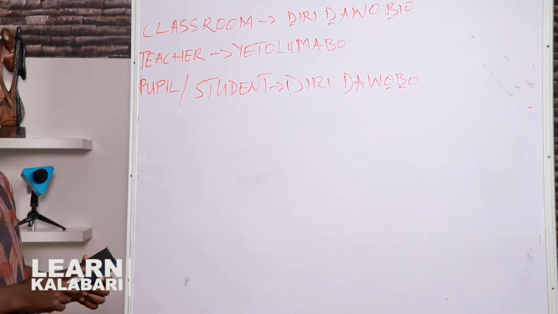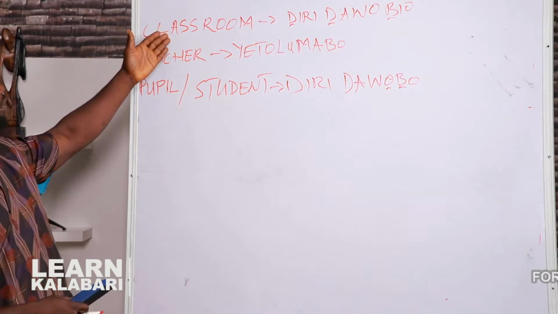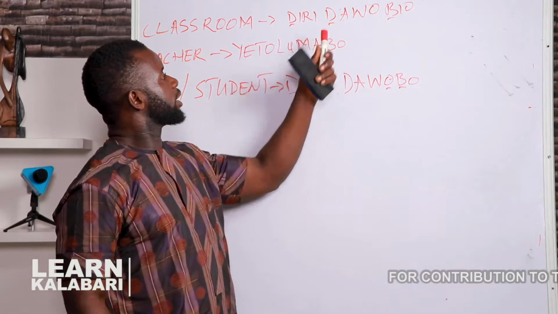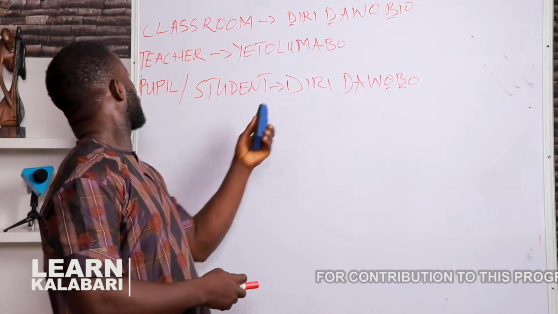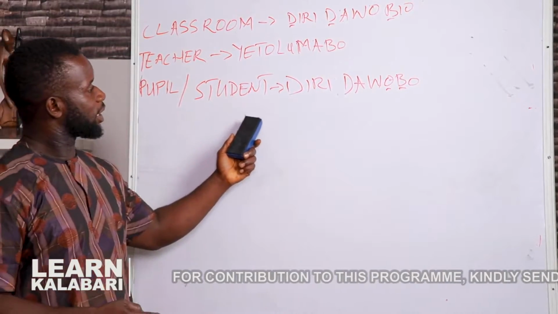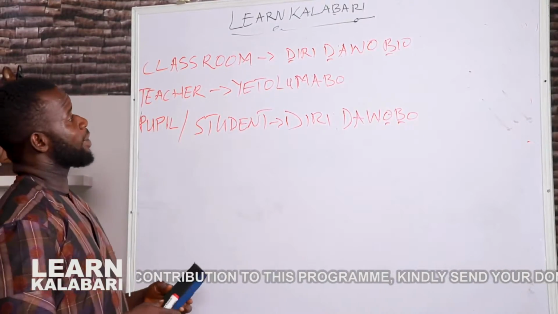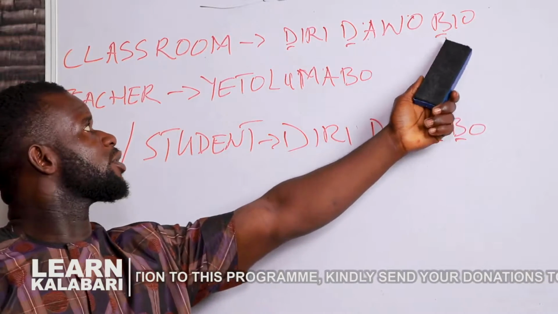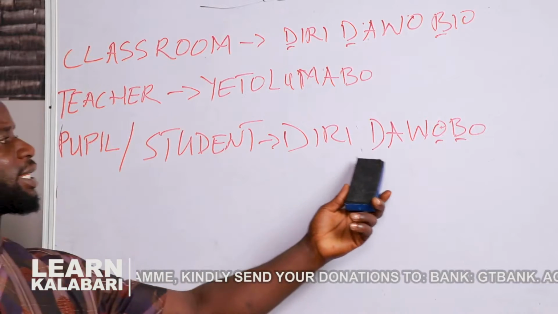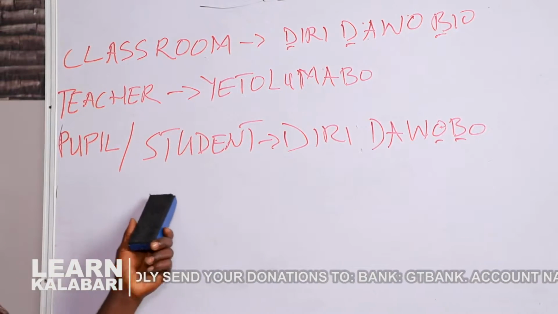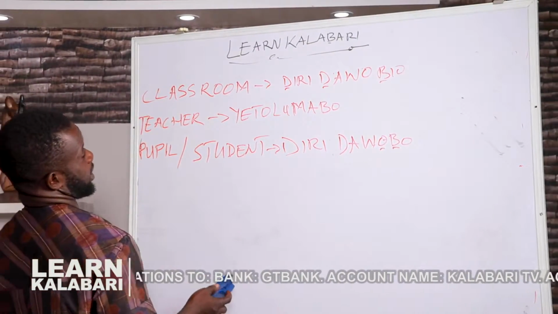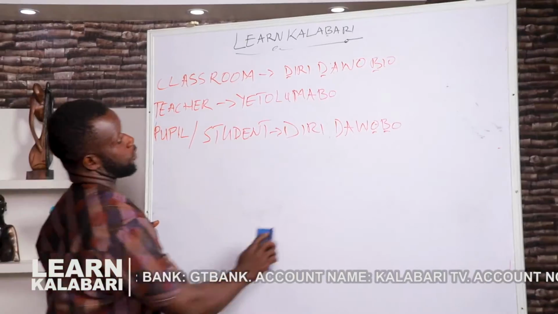So we have few items on the board again. We have classroom as Dirida Bio. We have teacher as Yetolumabo. We have pupil or student as Dirida Bo. Kalabari take Dirida Bio sen, classroom. Begin take Yetolumabo sen, teacher. Begin take Dirida Bo sen, pupil and student. This is where the nouns ended. We're going to wipe the board and then we'll go to the verbs.